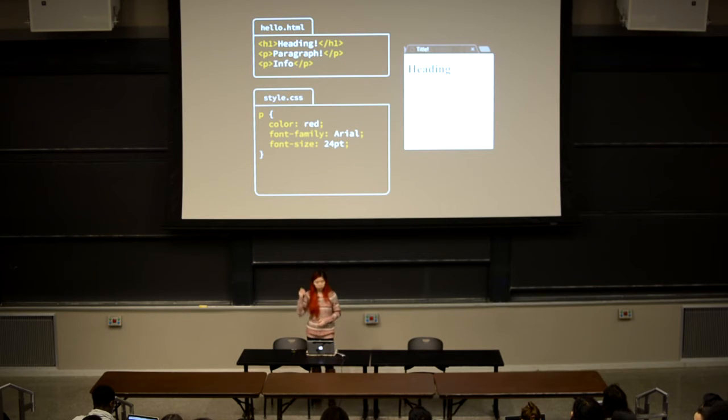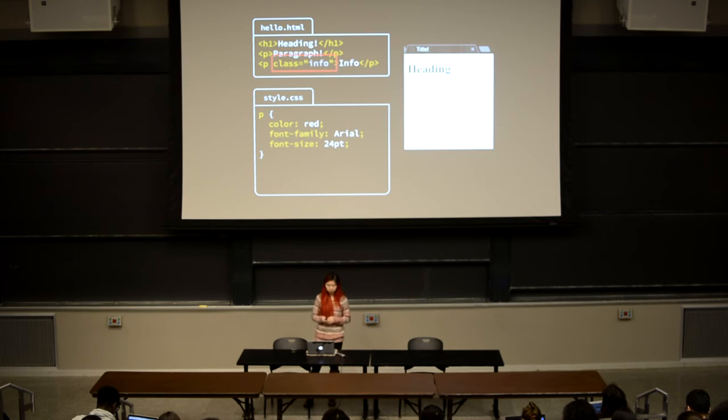So what if you only want to target the info? You think that the info paragraph is really important, and you want to make it red, but not the other paragraph. What you can do is give it a class name. This is like saying, I'm going to give this paragraph a special name, so I can just call it by the special name in the CSS.